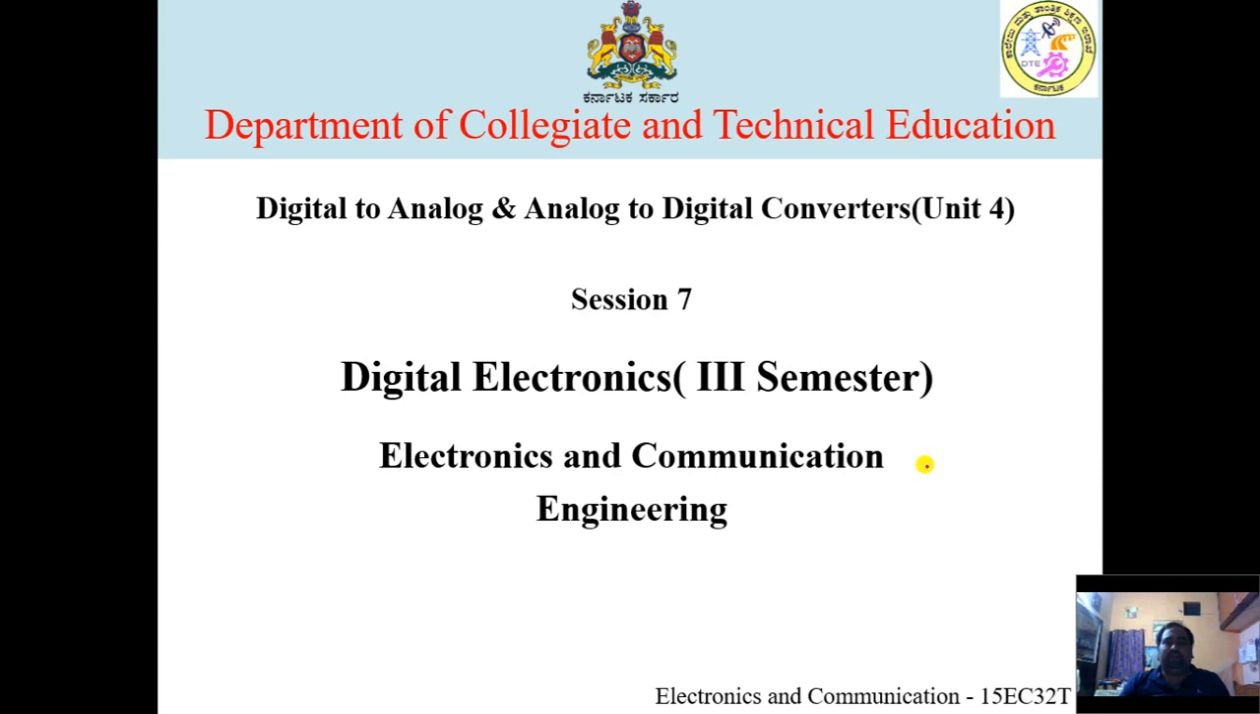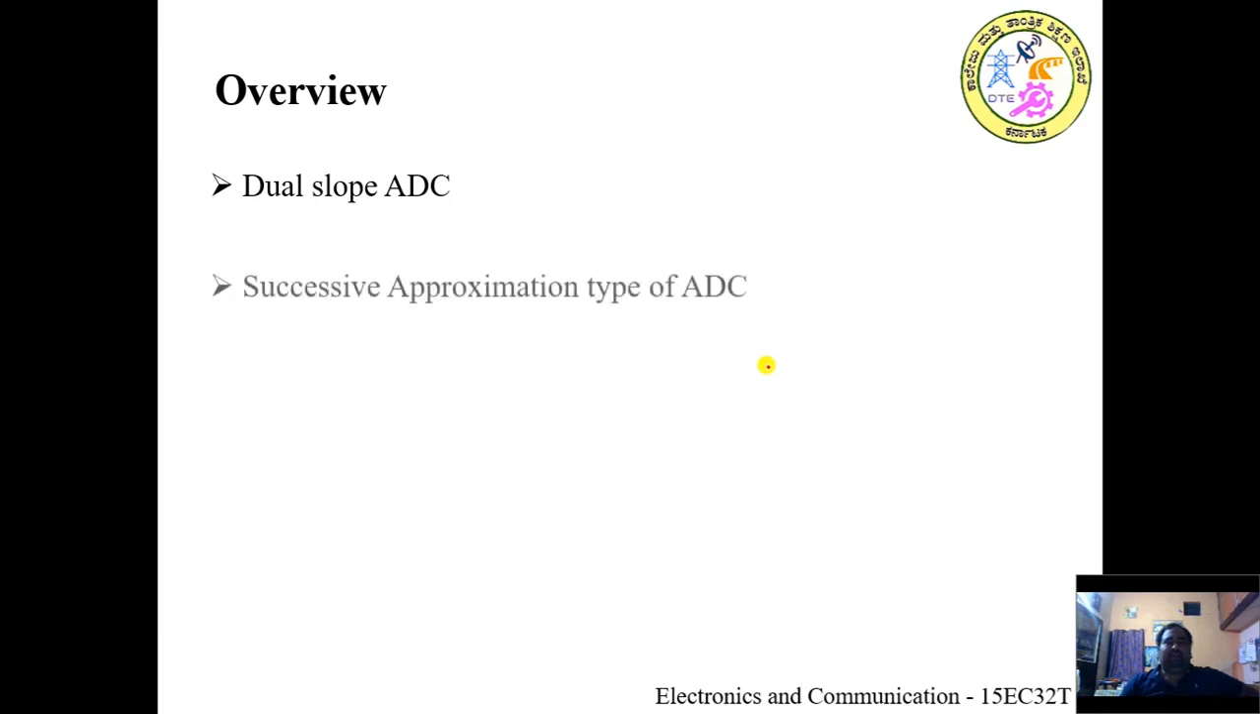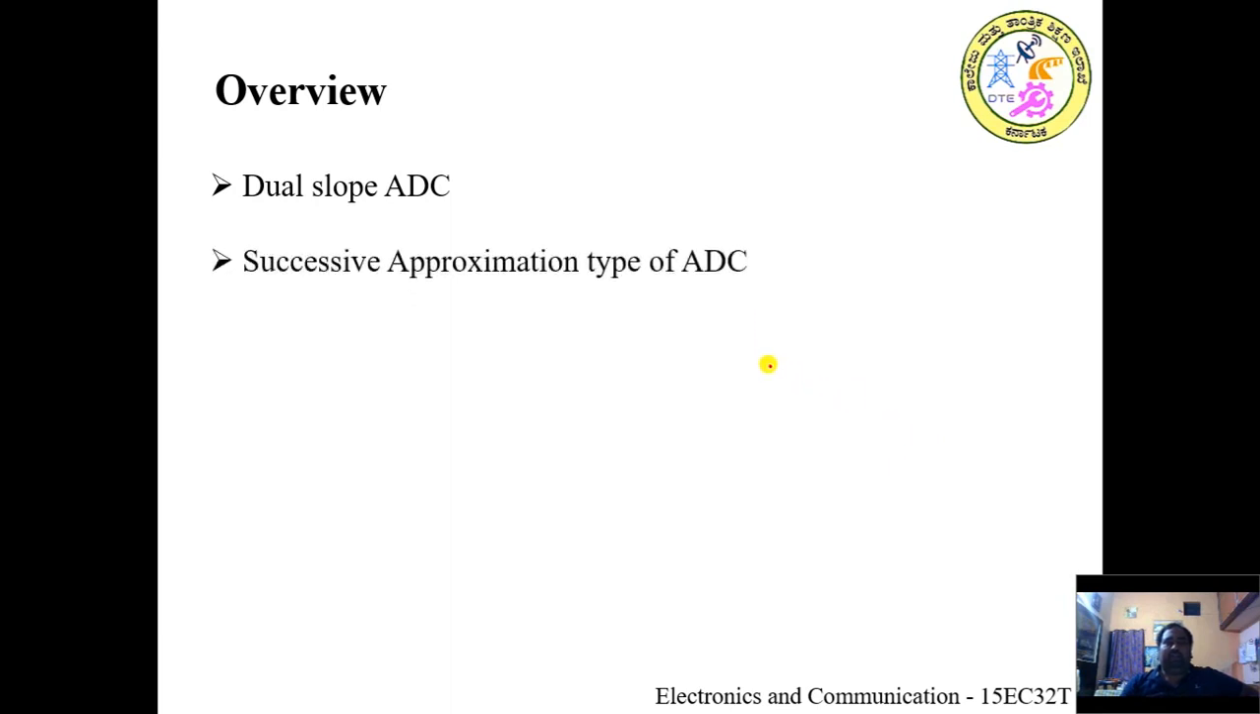In the previous session, we introduced the concept of analog to digital converters, as well as the working principle and operation of the flash type of ADC. We discussed the advantages as well as the disadvantages of the flash type of ADC. Next, in this session, we will discuss the next two types of ADC techniques introduced in your curriculum, that is dual slope ADC as well as successive approximation type of ADC.